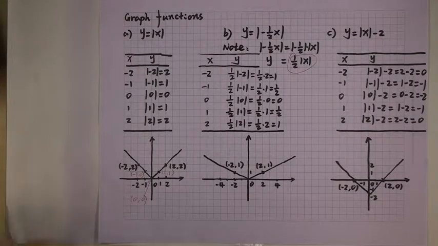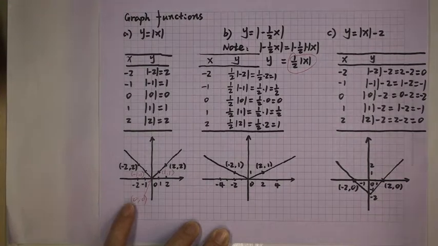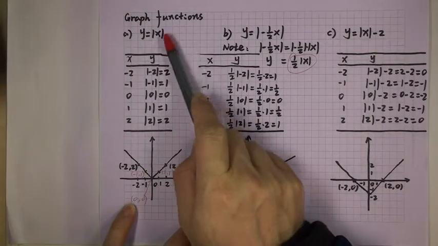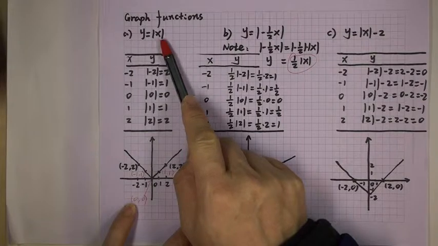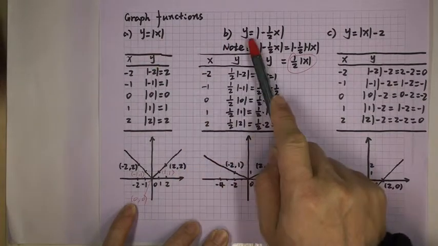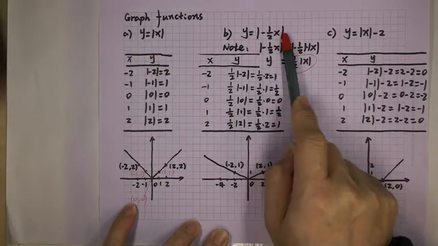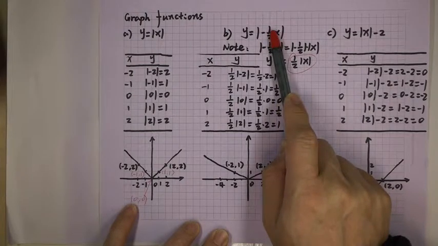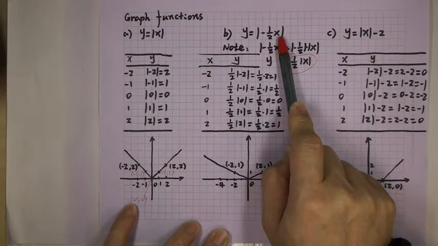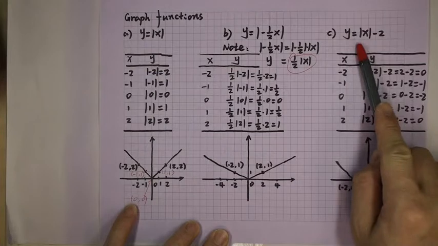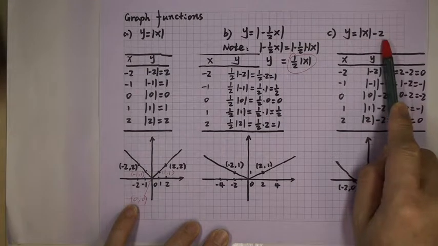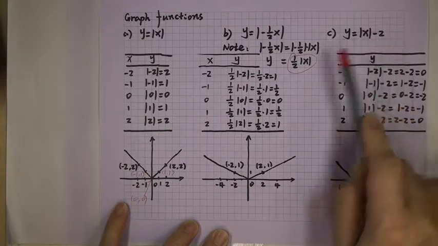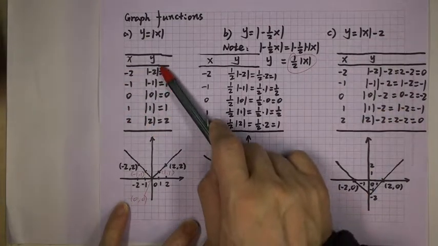In this lecture, we are going to graph three functions: y equals absolute value of x, y equals absolute value of negative 1/2 times x, and y equals absolute value of x minus 2. Let's start with the first one.